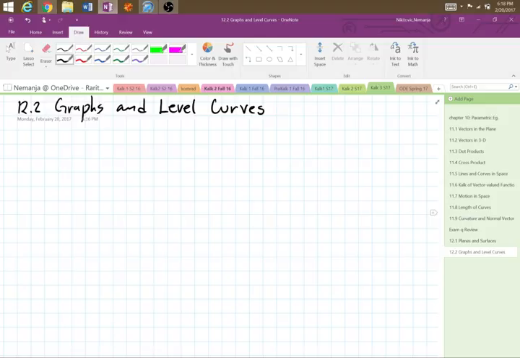Section 12.2, Graphs and Level Curves. Well, first we define the function, multivariable function, two variables. And if you remember the function definition that you learned in pre-calc and then reviewed in calc, it's going to be pretty much the same, except now we're going to have more than one independent input.